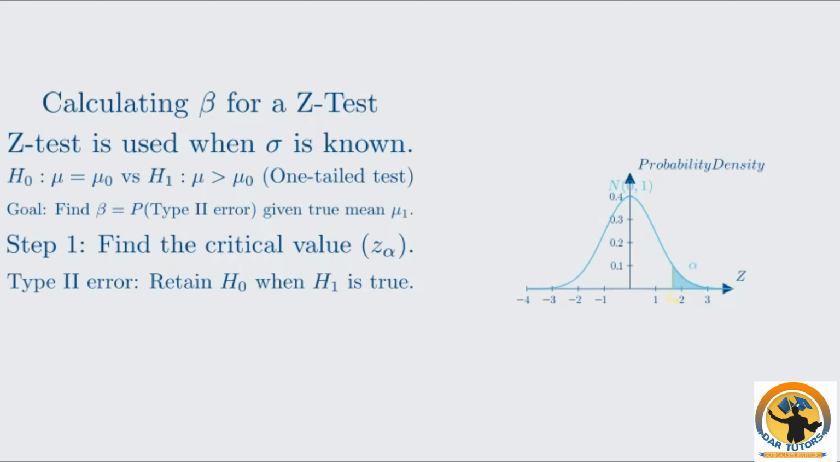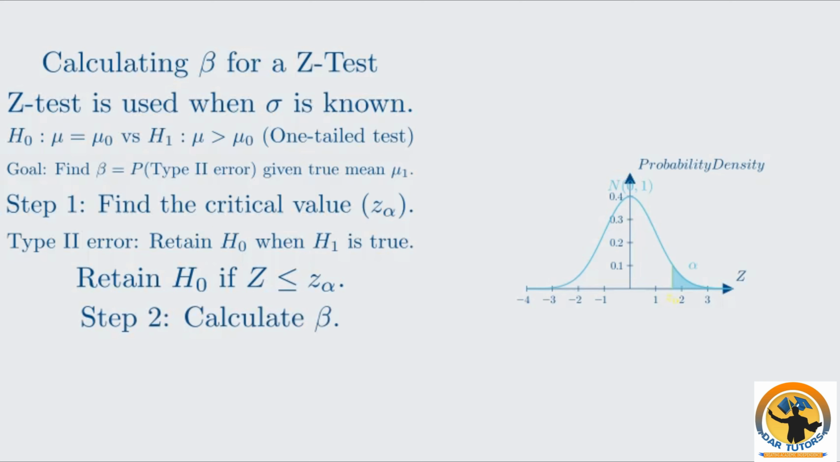A type 2 error occurs when we retain H0 even though H1 is true. In this right-tailed test, we retain H0 if our calculated z value is not in the critical region, meaning z is less than or equal to z sub alpha. So, beta is the probability of z being less than z sub alpha, given that the true mean is mu1.